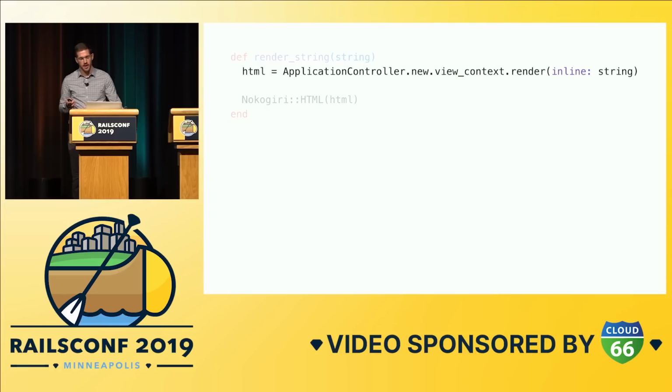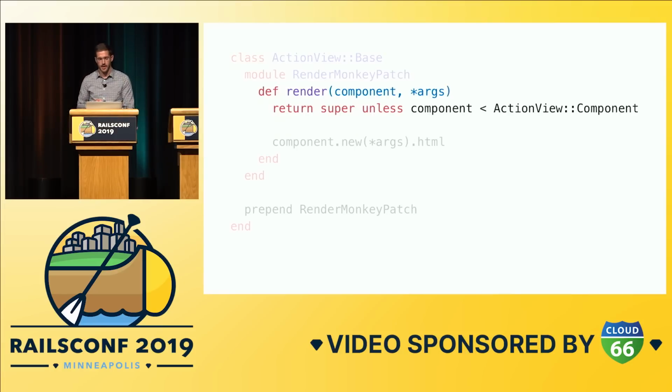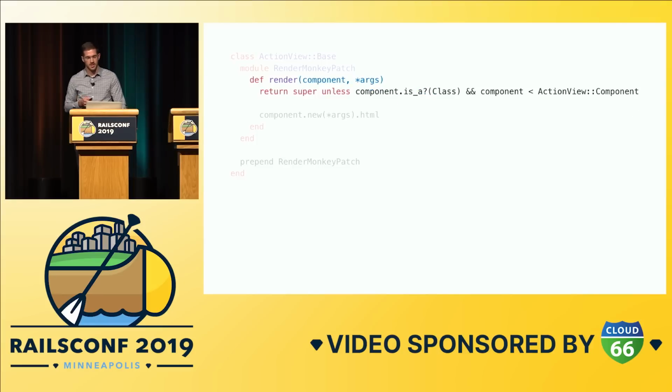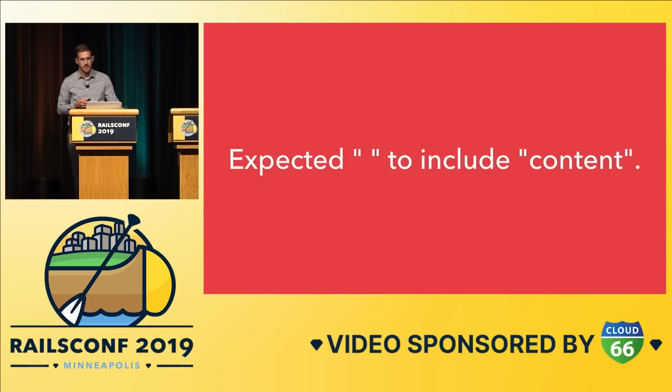So as it turns out, ActionView's render method accepts a couple different types of arguments. So we're going to need to go back to our monkey patch and update our conditional to make sure we're dealing with a class. And then let's rerun our tests. That's a lot closer to what we're looking for. Where we were expecting our content to be rendered, we just got an empty string. So let's think about how we might make this work.